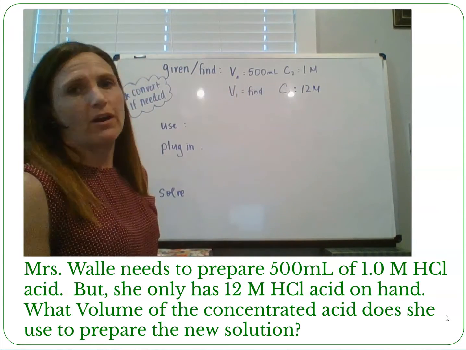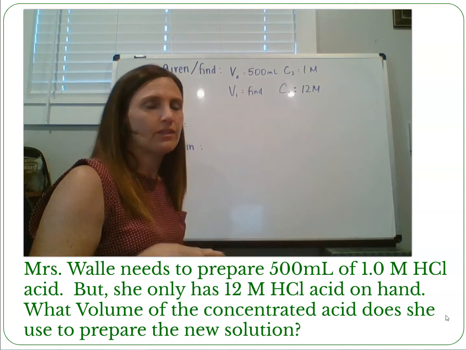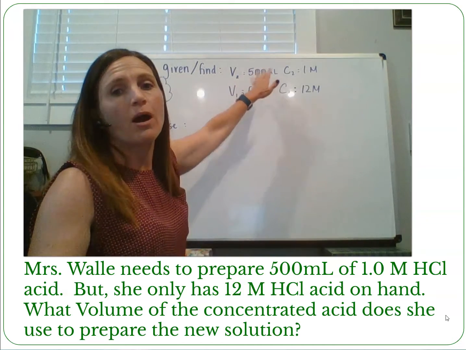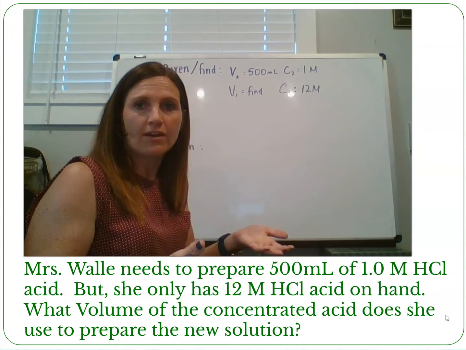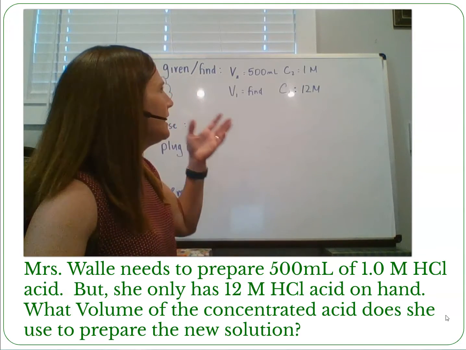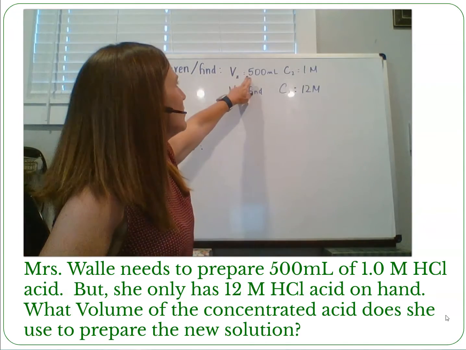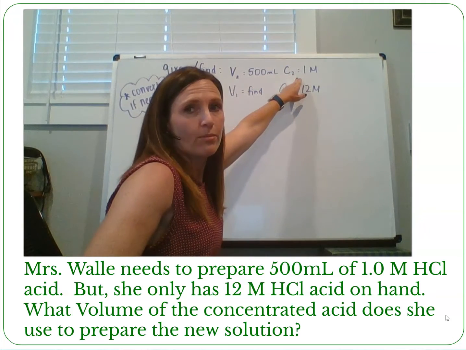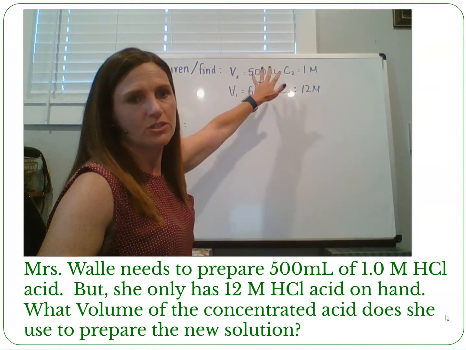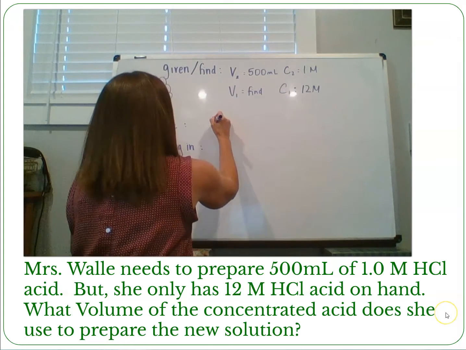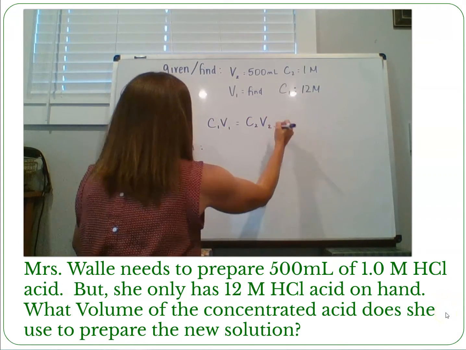So these are my first values. Now, it might be confusing to you that I put the 2's first and then the 1's. It's because the problem happens to start with what my final concentration and volume should be. But in reality, it doesn't matter which one you call it. As long as the 500 goes with the 1 molar, that could be V1 and C1 or V2 and C2. It really doesn't matter. Our equation, C1 V1 equals C2 V2.